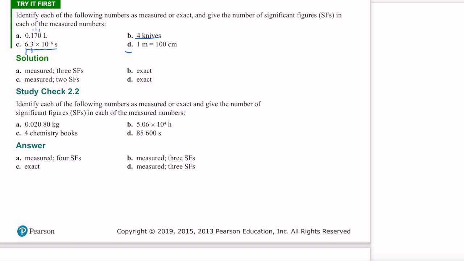Study check 2.2. Identify each of the following numbers as measured or exact and give the number of significant figures in each of the measured numbers. A says 0.02080. Let's write that number to the side and examine it further. 0.02080. Notice that these first 2 zeros are placeholders. The significant figures are the numbers starting at the first non-zero digit, 2080. All of these are significant. So there are 4 significant figures.